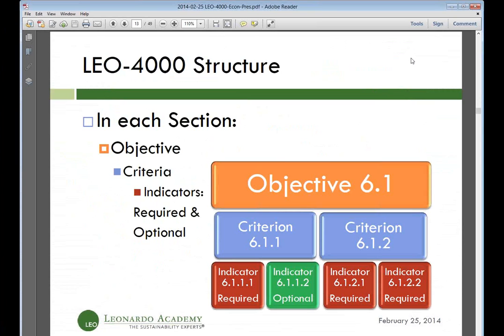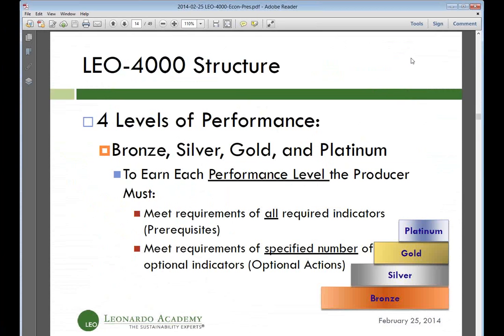Indicators can either be required or optional at each level of the standard. There are 4 levels of performance: bronze, silver, gold, and platinum. To earn each performance level, the producer must accomplish all of the required indicators, and then meet a specific number of the optional indicators. The number of optional indicators and the level of prerequisites that have been met determine which level of performance the producer reaches.